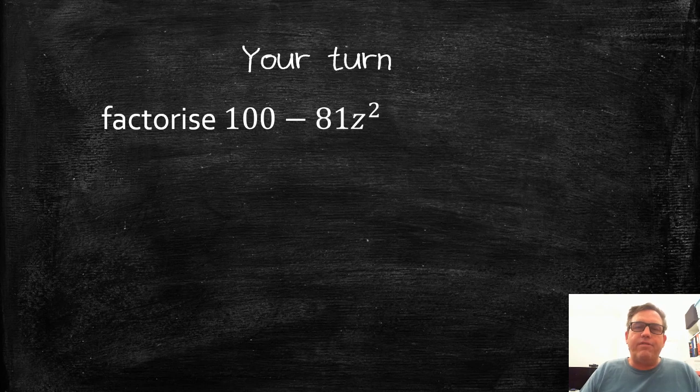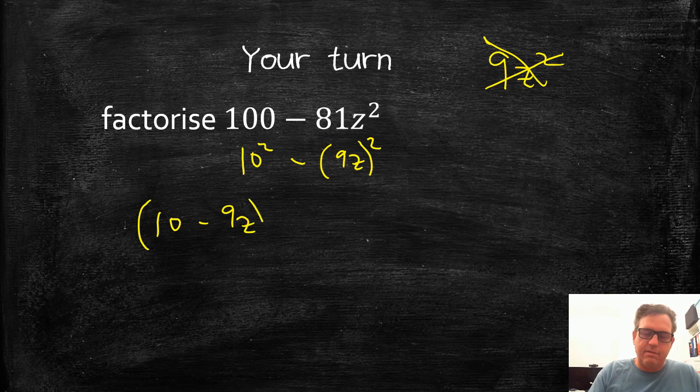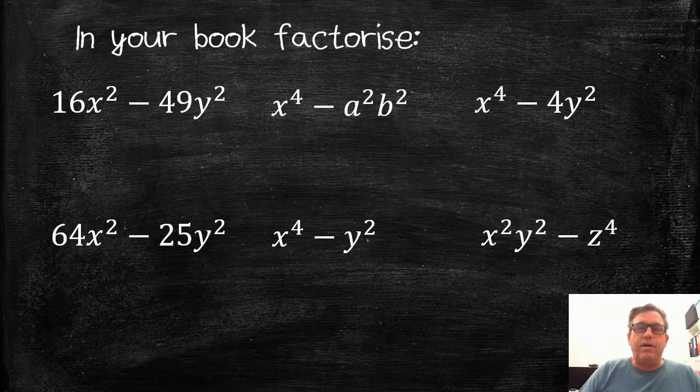Okay, pause the video and factorize this one. Okay, did you recognize the difference of two squares? 100 is obviously 10 squared. 81z squared is 9z squared. Notice the brackets. It's not 9 times z squared. That would not be 81z squared, because the squared is only going with the z. So once we have it like that, it's going to be 10 minus 9z and 10 plus 9z. Difference of two squares. Okay, pause the video and factorize these in your book, and then we'll see how you did.